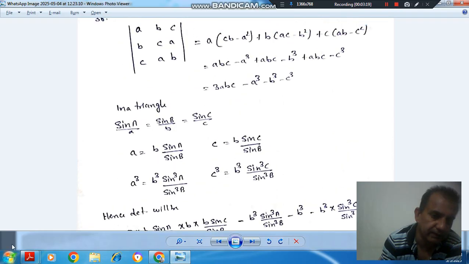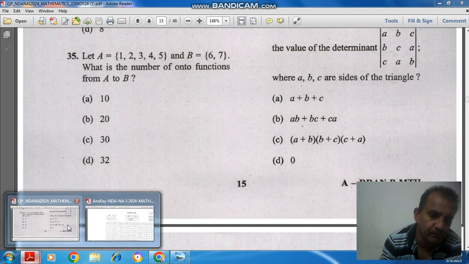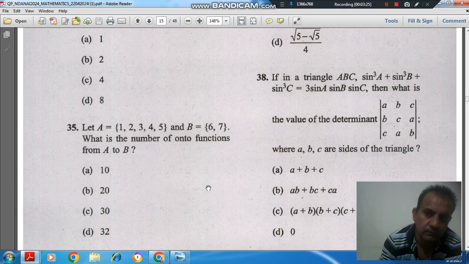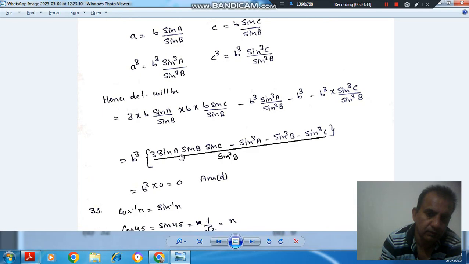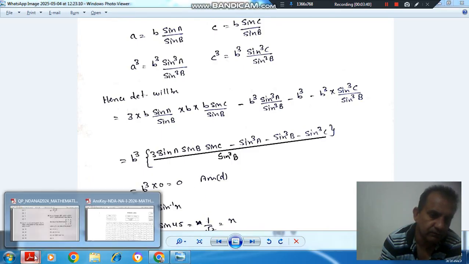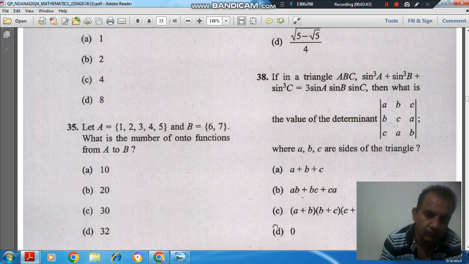Now it is given that sine cube A plus sine cube B plus sine cube C is equal to 3 sine A sine B sine C. So this term and this term are equal, so it is equal to 0. So answer is 0. Answer is option D.